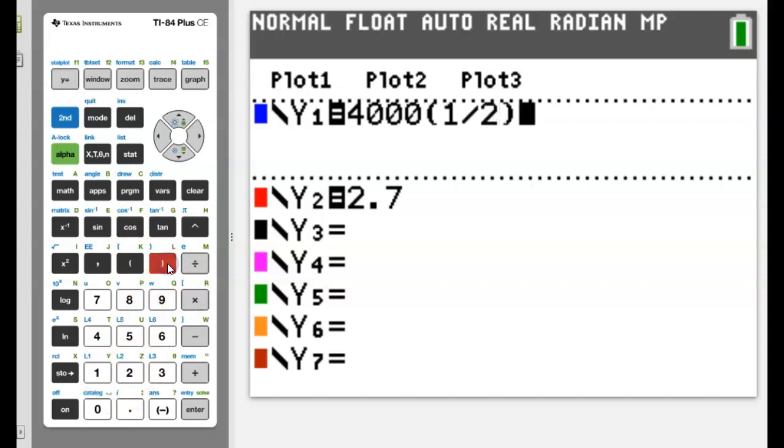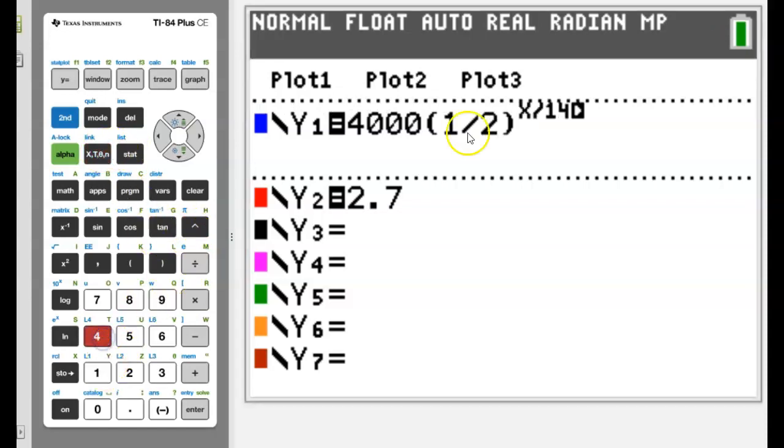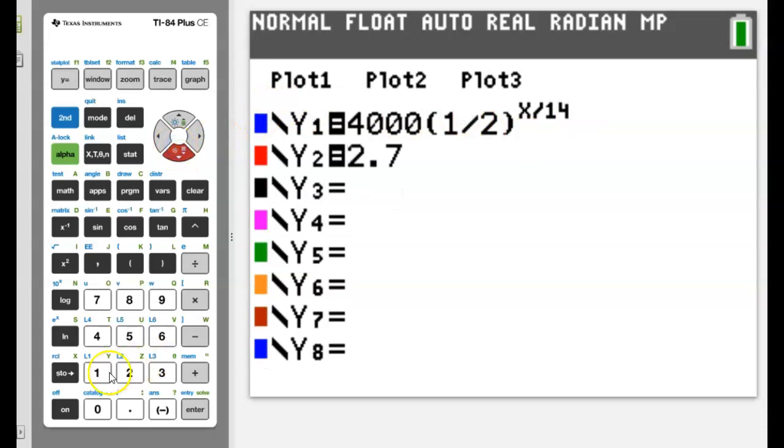Yes, you could do guess and check on this question. It's going to ask you for work on the quiz. You either have to say you did it by graphing or guess and check. x over 14 was up in the exponent. If you had an older calculator, you'd need parentheses around that. We want to know when it falls below 1.